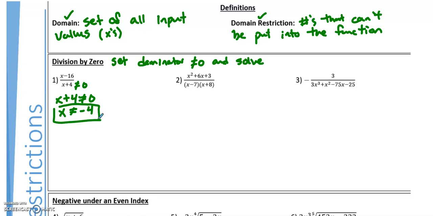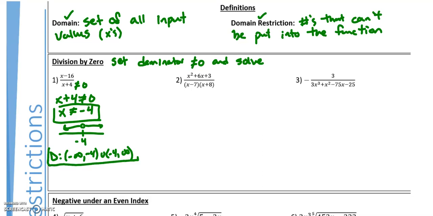That's a domain restriction. If I look at it in terms of a number line, this might seem a little ridiculous now, but it'll be important later. That means I have a missing value at negative 4, but I have everything else in my domain. So if I want to state the domain instead of the domain restrictions, my domain is going to be everything I can have. Negative infinity to negative 4, union negative 4 to infinity. So that's just another way of looking at this, talking about either what we can have or what we can't have. Domain restrictions and domain.